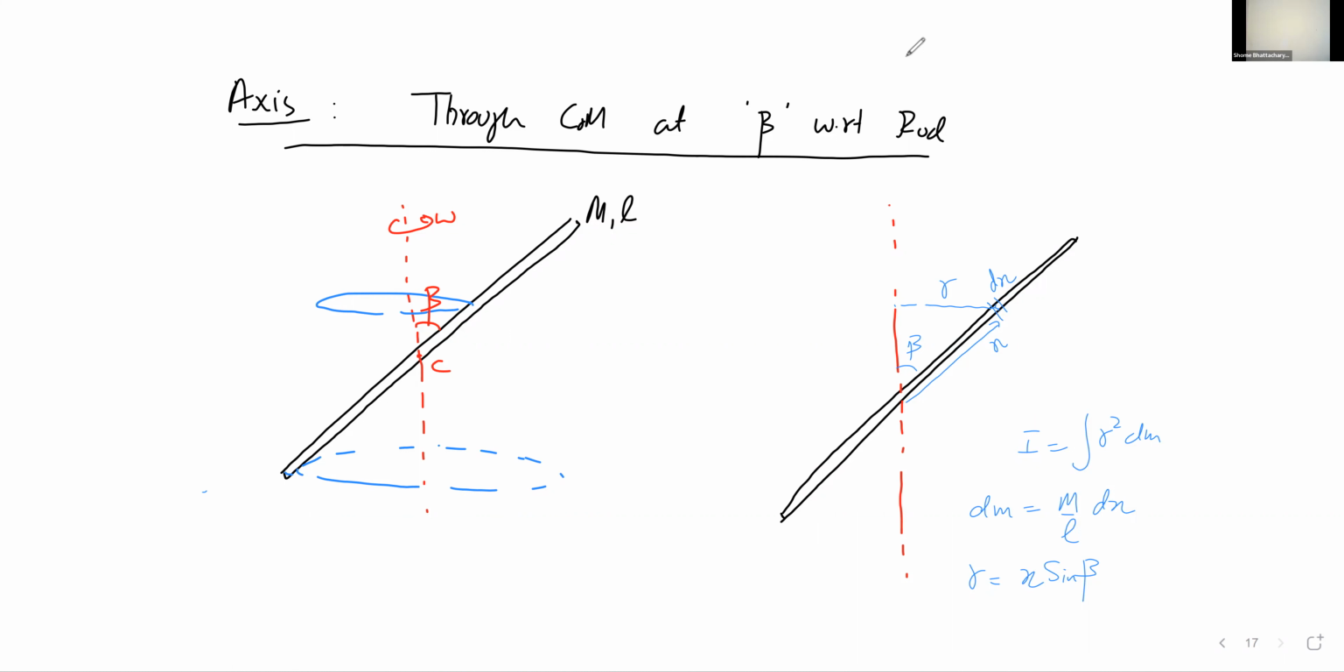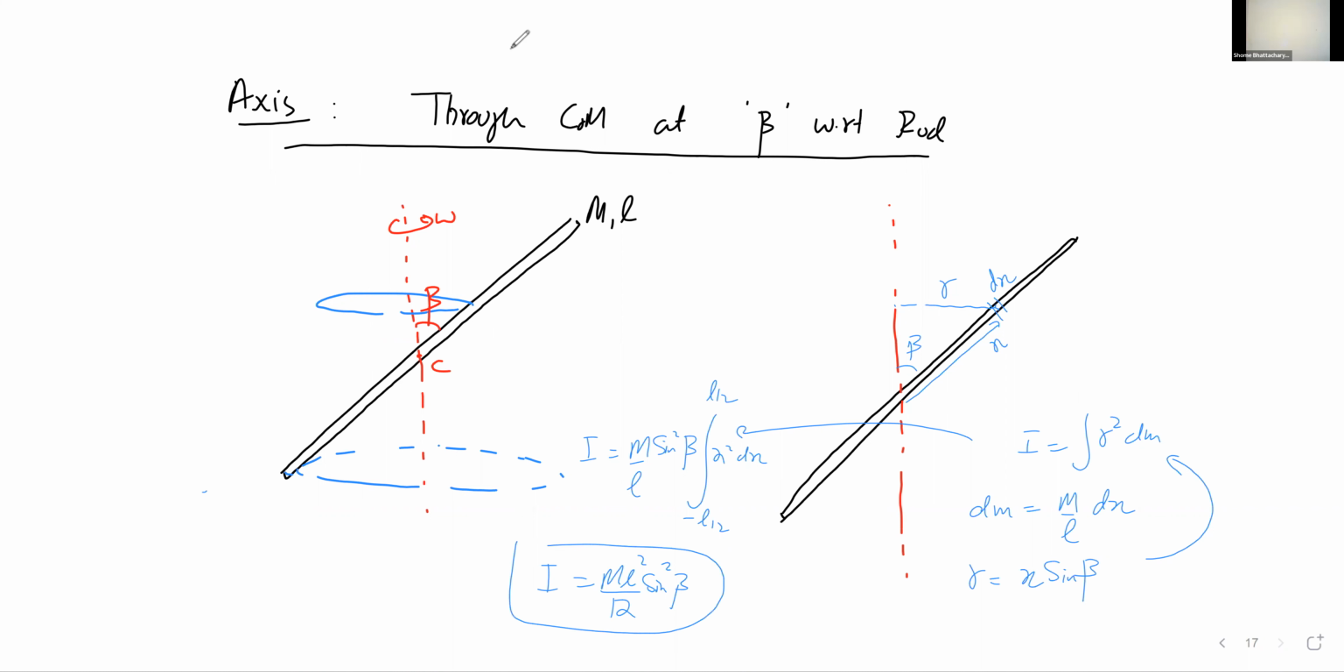Anyway, when we substitute this over here, we'll get the moment of inertia as m by L, but now sine square beta also comes out, and x squared dx from minus L by 2 to L by 2. So it will give you mL square by 12 into sine square beta.